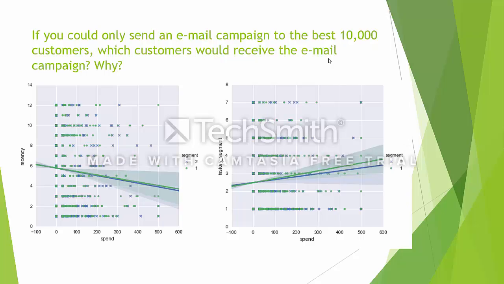If you could only send an email campaign to the best 10,000 customers, which customers would receive the email campaign and why? For this one, you would do follow-up communication after 1.5 months through the 6 months since the customer's last purchase. And the customers that would receive the email campaign would be the customers in history segments of 1, 2, and 3.